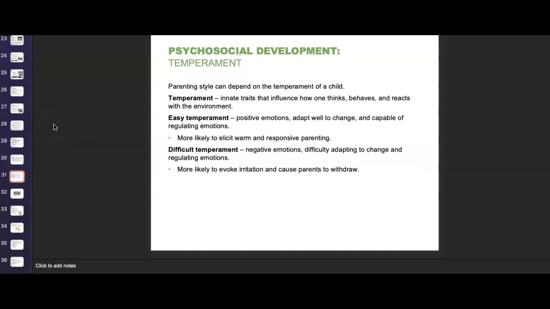And last for psychosocial development is temperament. Parenting style can depend on the temperament of a child. Temperament is the innate traits that influence how one thinks, behaves, and reacts with the environment. Easy temperament is positive emotions, adaptable to change, and capable of regulating emotions. They're more likely to elicit warm and responsive parenting. A child with a difficult temperament, one with negative emotions, difficulty adapting to change, and regulating their emotions, will more likely evoke irritation and cause parents to withdraw.